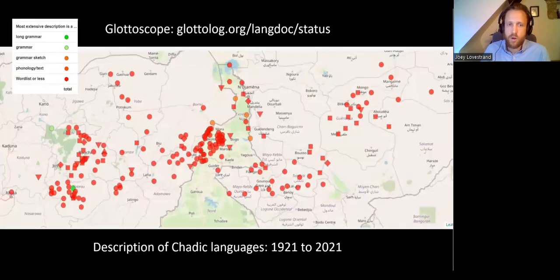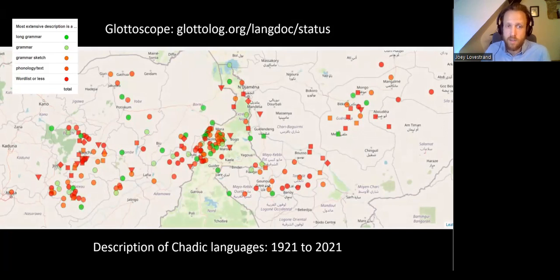This map shows where all the Chadic languages are. You see there the eastern part of Nigeria, the extreme north of Cameroon, and the south of Chad. And these red dots represent the level of description of Chadic languages in 1921, 100 years ago, as is recorded in Kaleidoscope. This video will show how the documentation of these languages has progressed over the last 100 years. So we see more and more dots turning to green as we approach the current era.